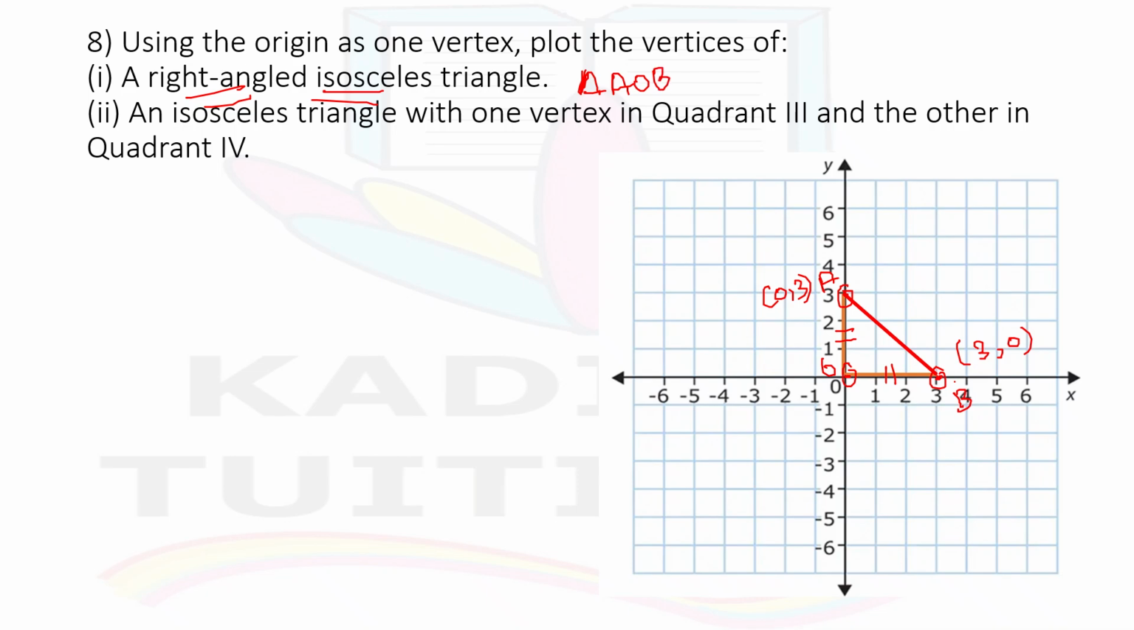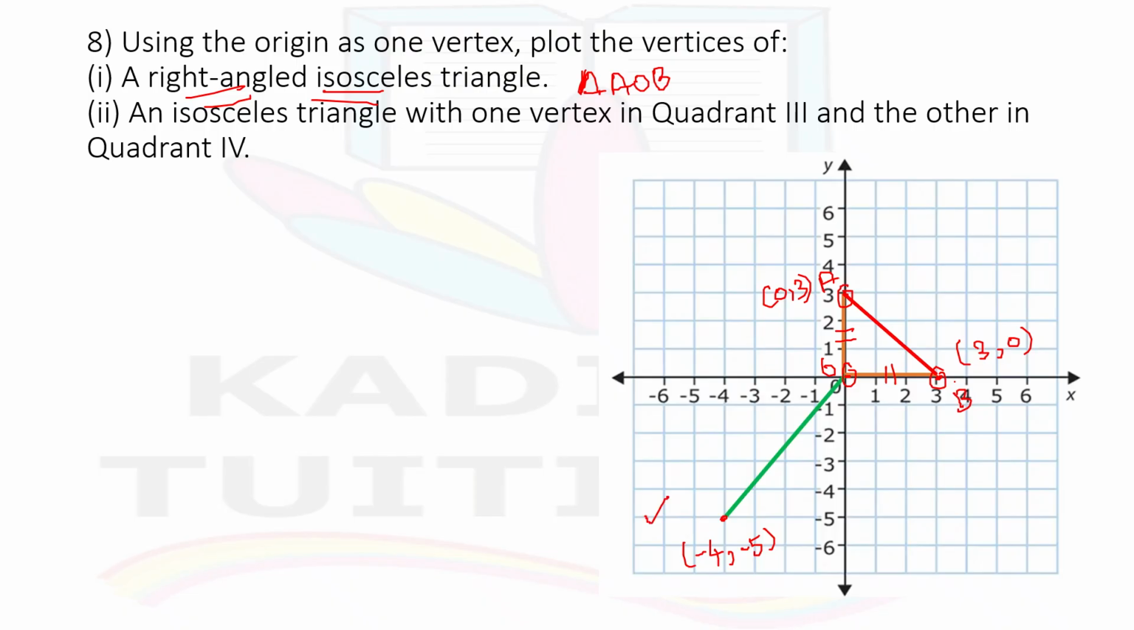And what about the second question? An isosceles triangle with one vertex in quadrant 3 and the other in quadrant 4, they have asked. And here also we need to use one vertex as the origin, but the points need to be in quadrant 3 and 4. So what shall I do over here? I have taken like this. What is this point? It is -4 comma -5, and one more point I'm going to take this side. Same distance we require, because we need an isosceles triangle.